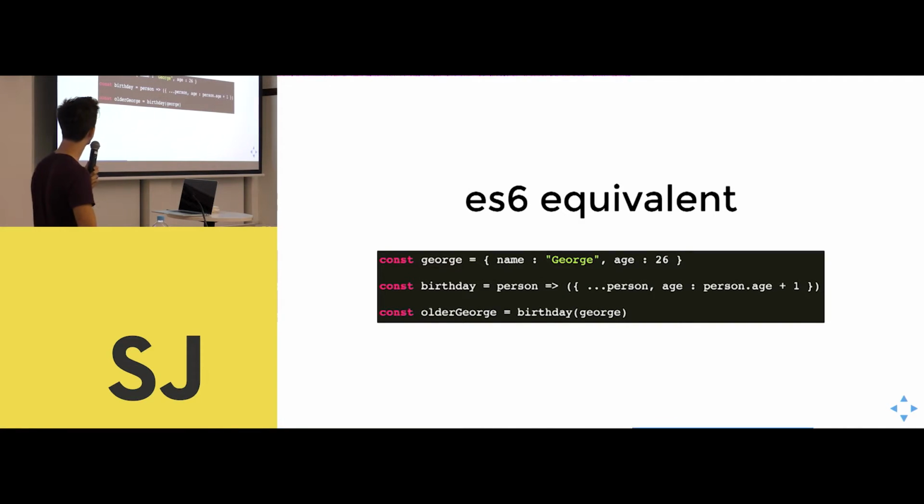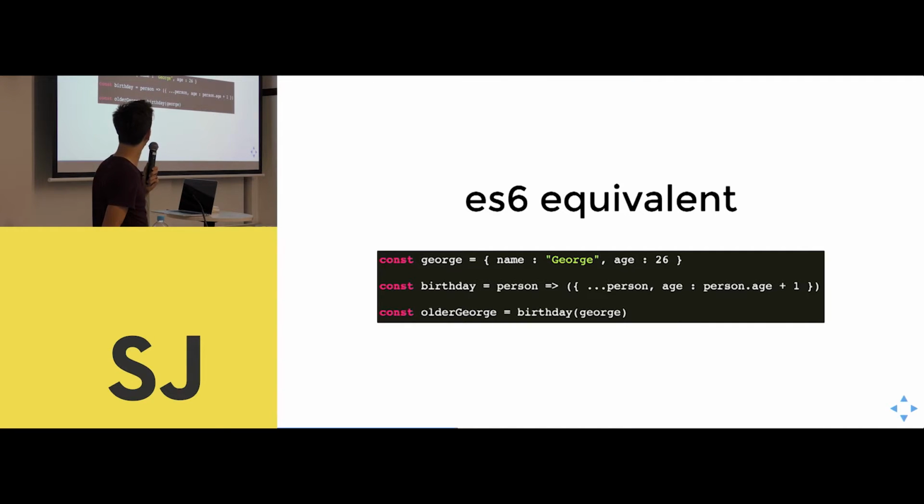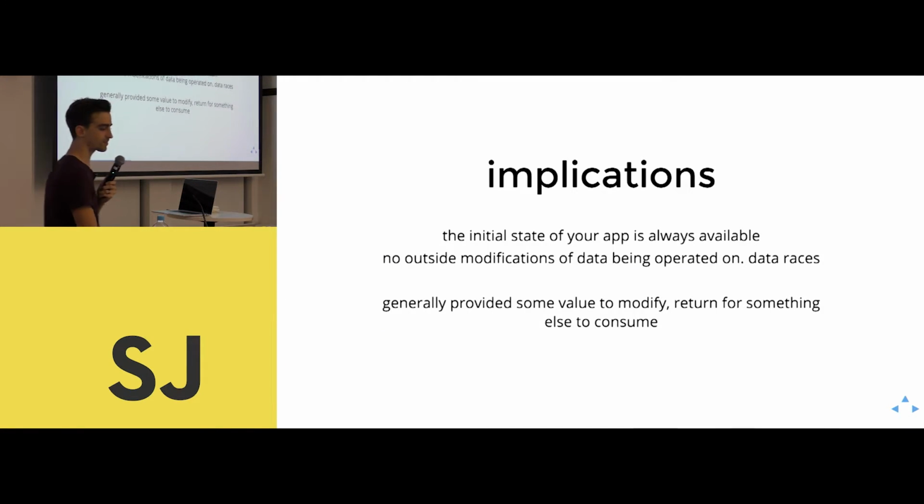If you wanted to write this in ES6, you're kind of going to end up with something like this. It's not too different. So you can have a George, have a birthday function. The difference here is kind of that you're splatting out the person and then overriding his age. It's kind of the same thing. The implications of this, like what does this mean in your app?